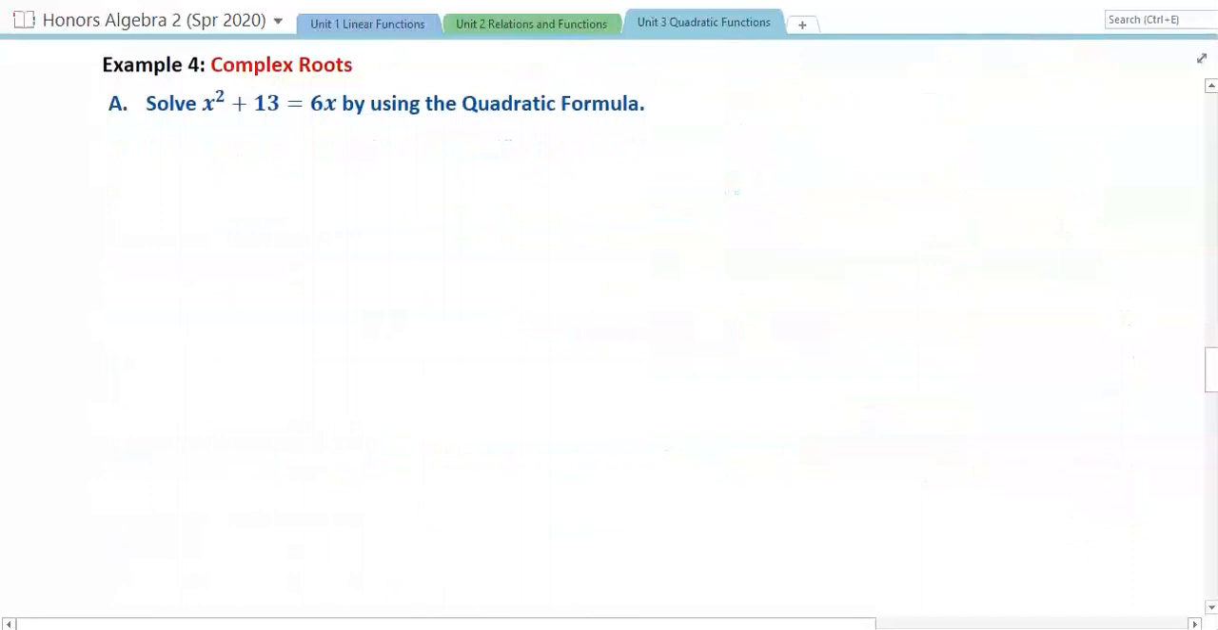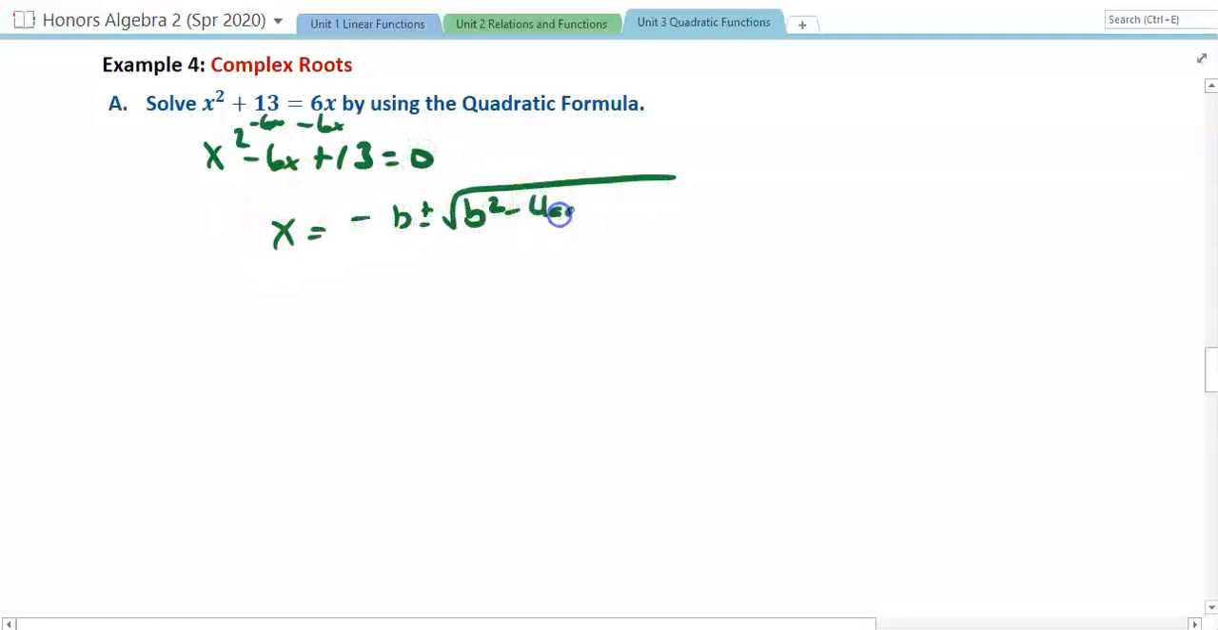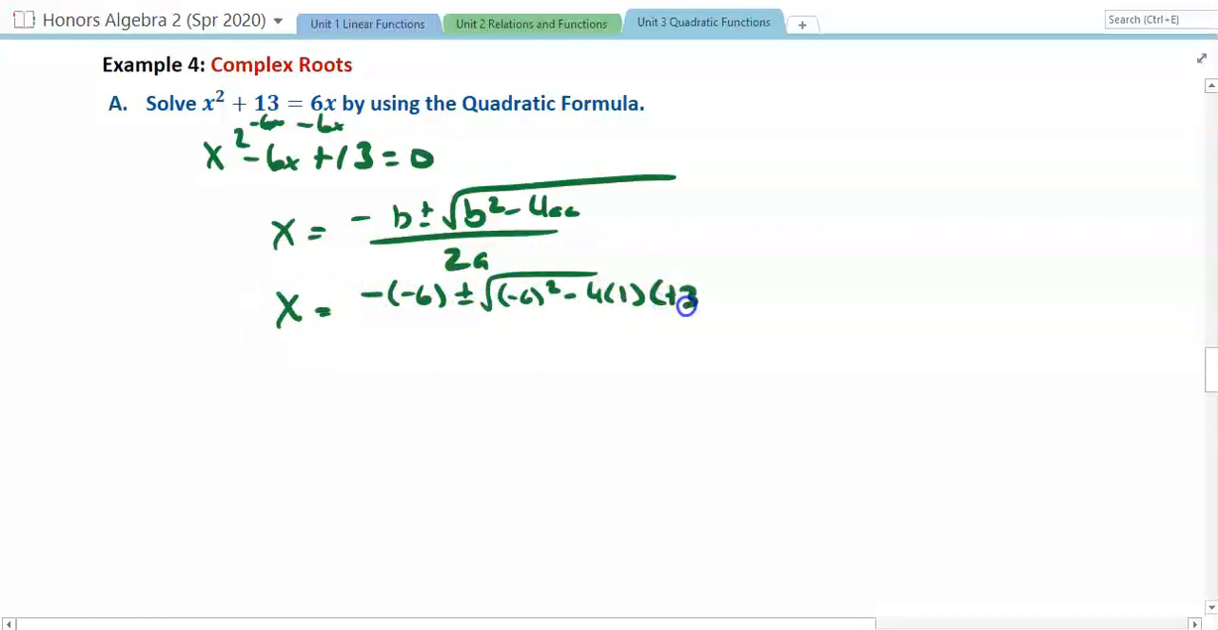So complex roots. So remember we talked about imaginary numbers back in section 3 with complex numbers. And so solving this one out, remember you need it solved for 0 first. So x squared minus the 6x plus the 13 is equal to 0. And so now we'll go to our quadratic formula, all over 2a. And so the opposite of negative 6 plus or minus the square root of negative 6 squared minus 4 times 1 times 13 all over 2 times 1.